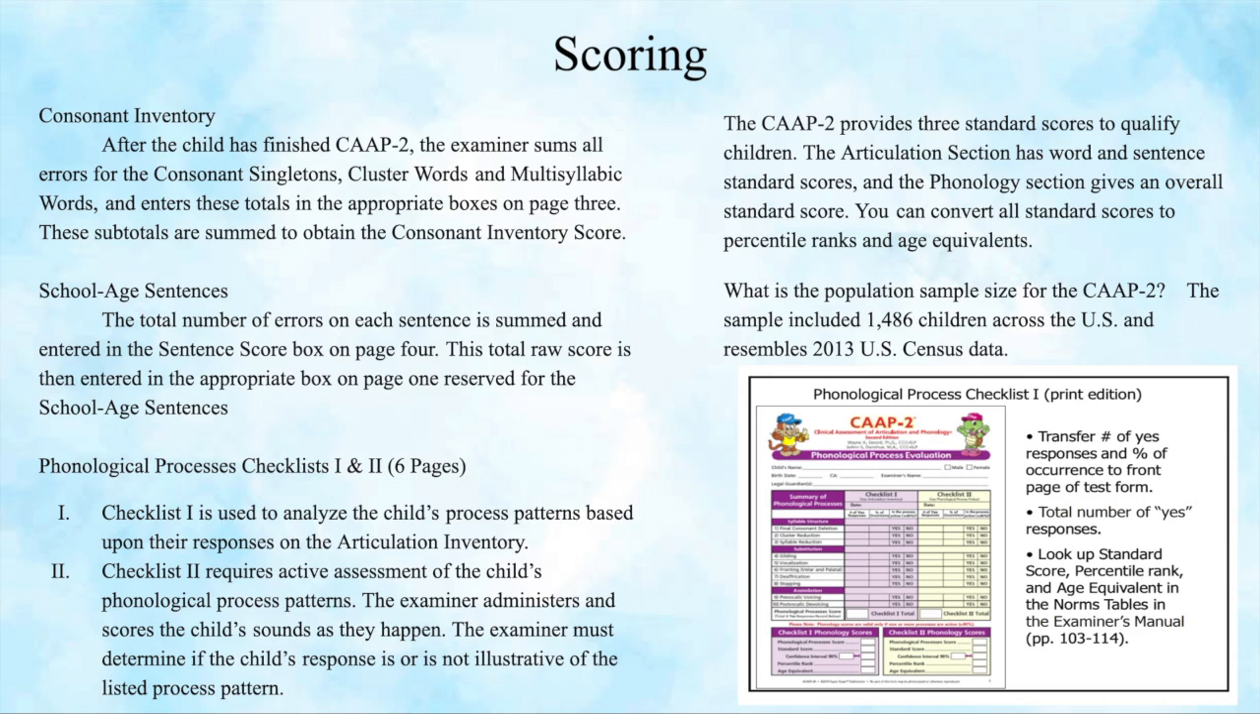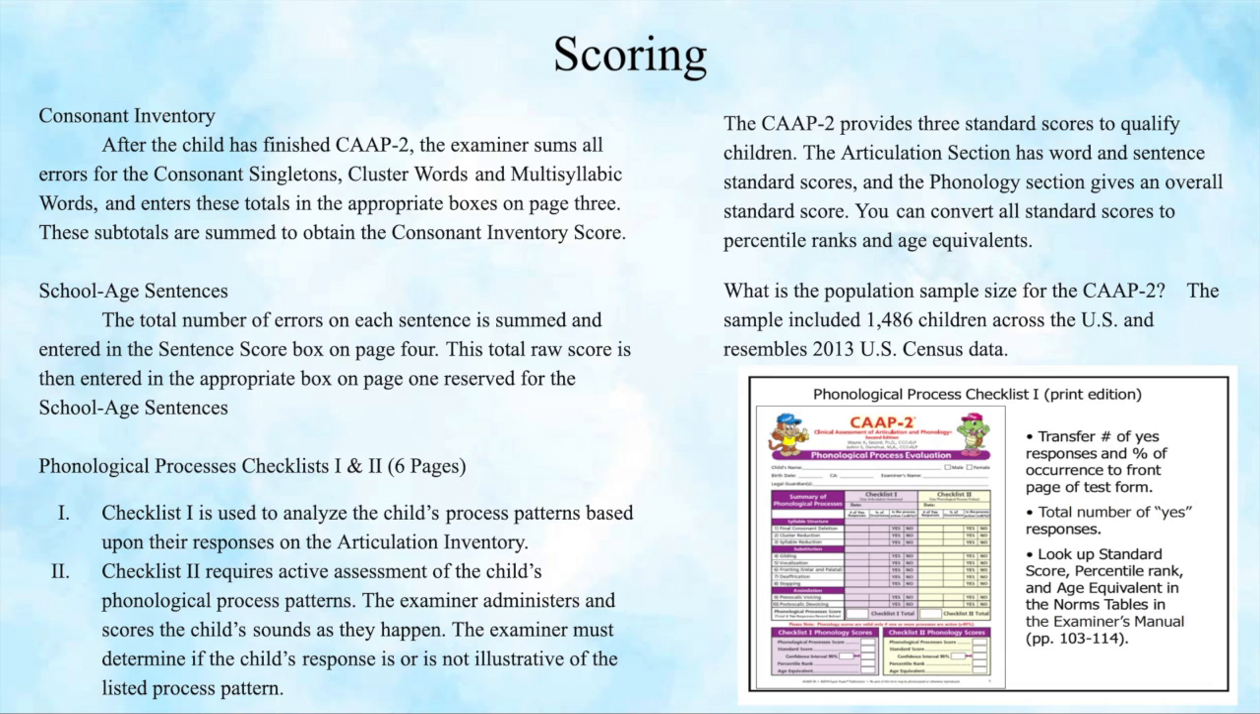For the consonant inventory for articulation, you're going to sum all the errors of the consonant singletons, cluster words, and multisyllabic words, and enter those totals into the boxes on page 3. Those scores are summed to make up your consonant inventory score. For school-age sentences, the total number of errors on each sentence is summed and then entered into the sentence score box on page 4. The total raw score is entered into the box on page 1, reserved for school-age sentences.